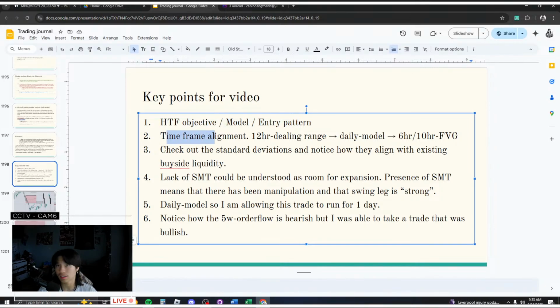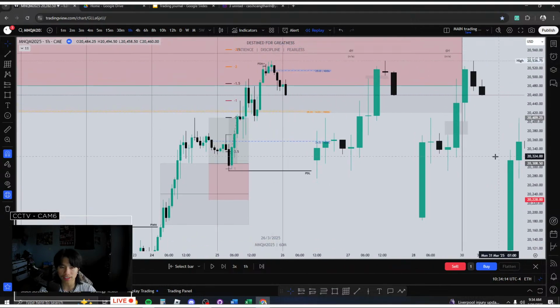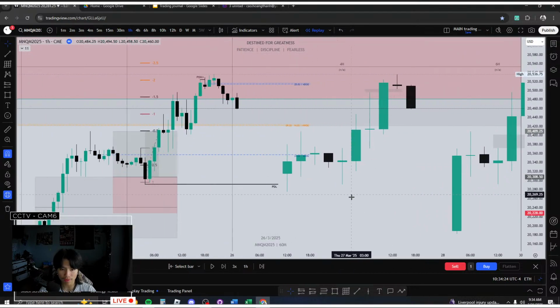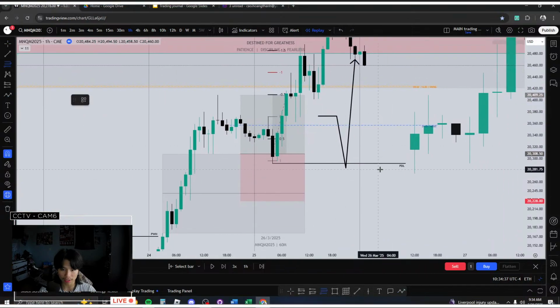Time frame alignment. Like I said, you want to go from page 1 to page 2, page 3, page 4. You don't want to skip a page and lose out on information. Third, standard deviations. Standard deviations is essentially a projected price range that allows you to have extra targets in mind, right? So here, we have this retracement leg, where we retraced back into the 10-hour fair value gap to expand higher. And this retracement leg, you can actually use for projections.